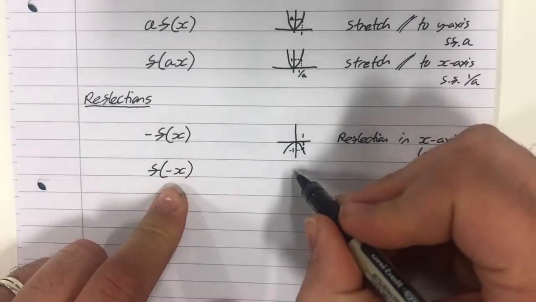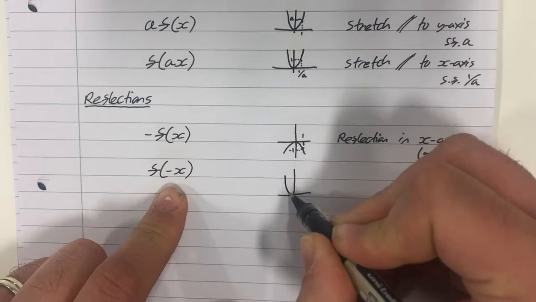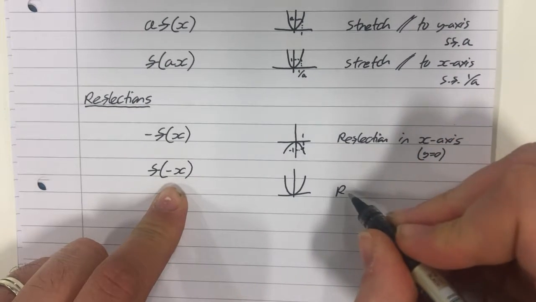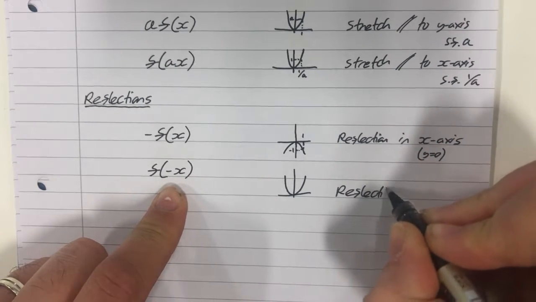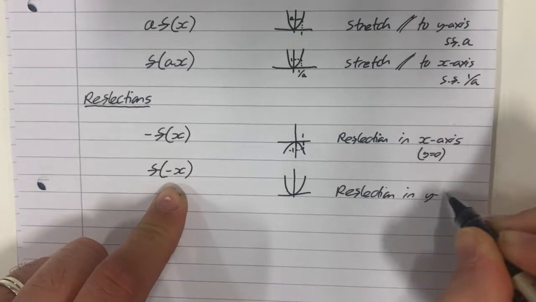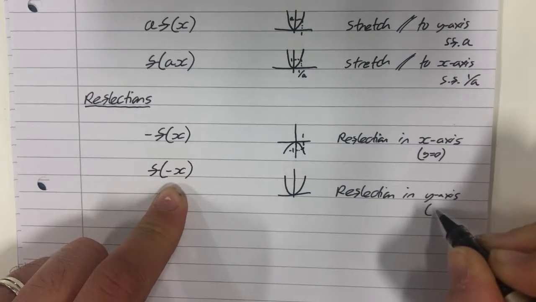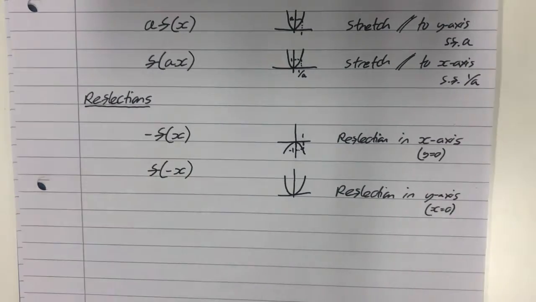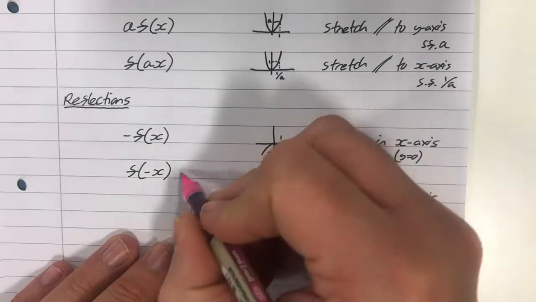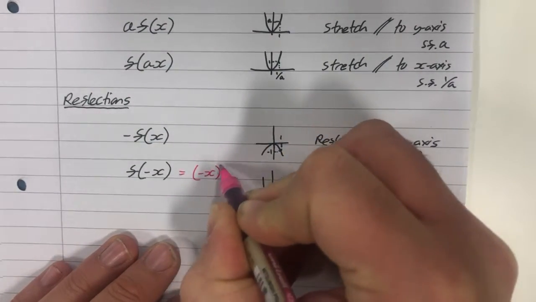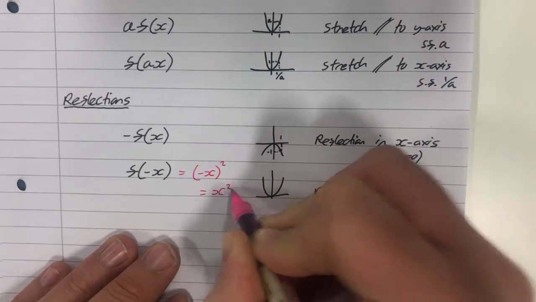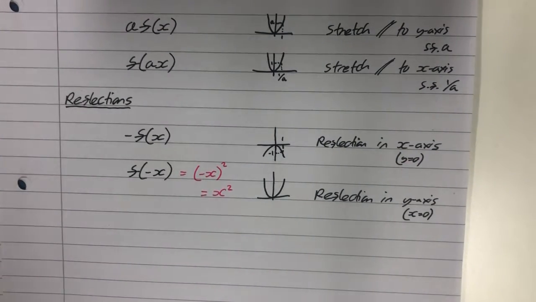And this one here is actually going to not affect my graph at all in this case because it is a reflection in the y-axis, which is x equals 0. And if you consider the original graph, so the original function f of x, which was defined as x squared, f of minus x therefore is minus x squared, which is just x squared, so it doesn't change in this case, it's a special case.